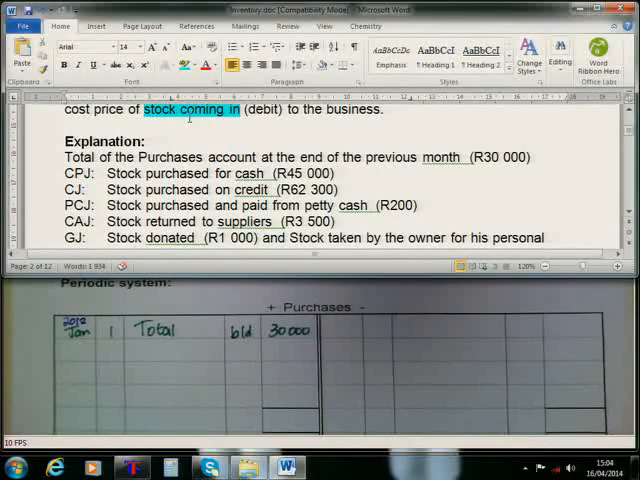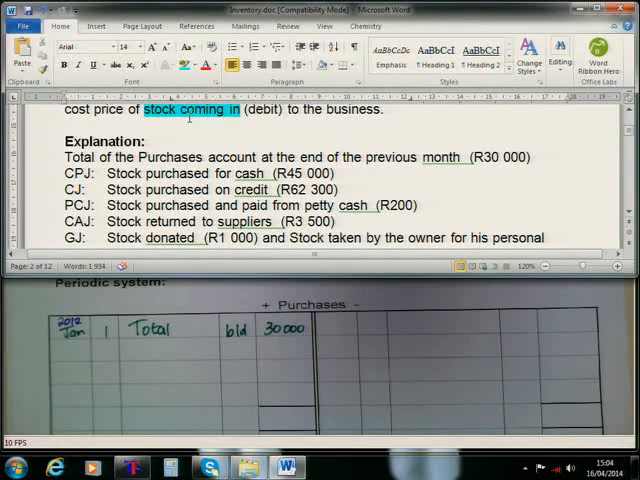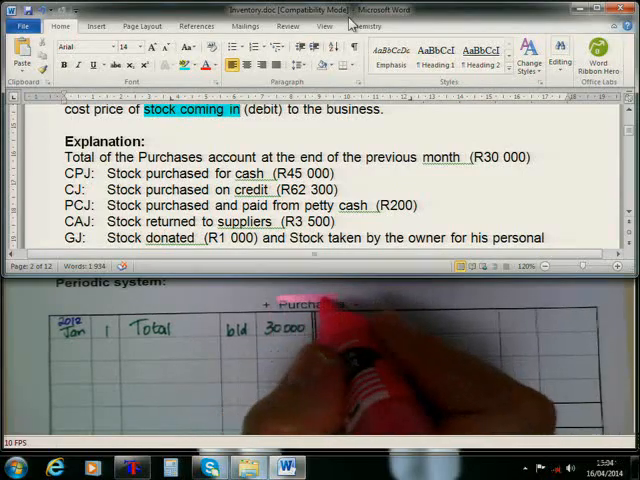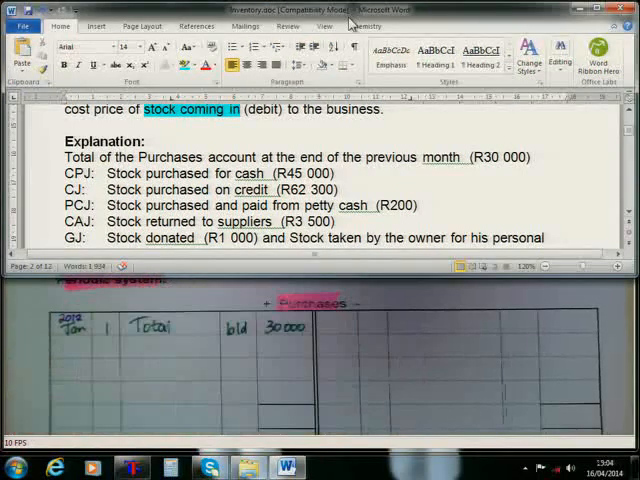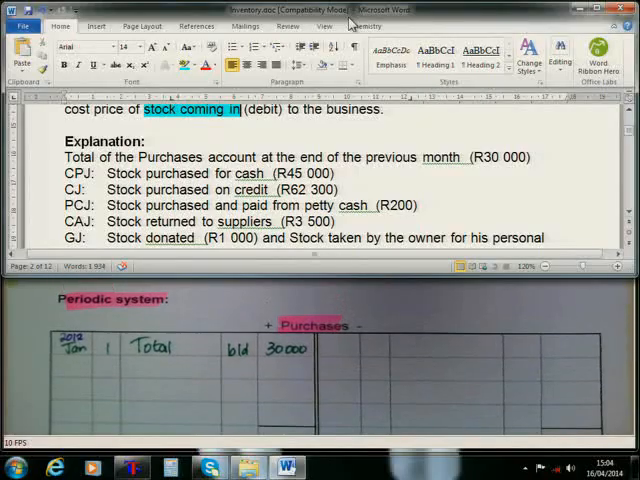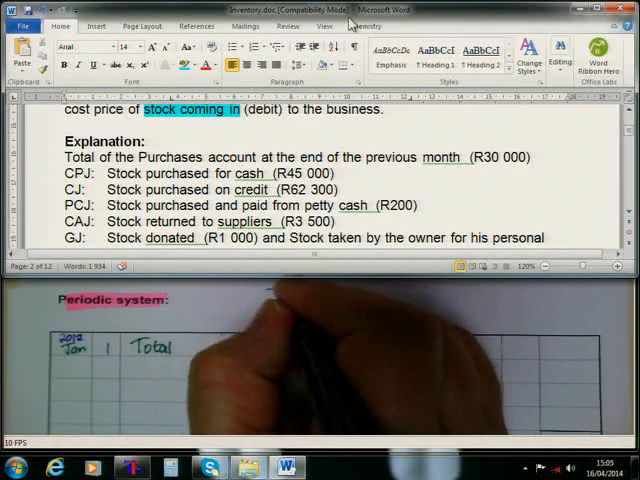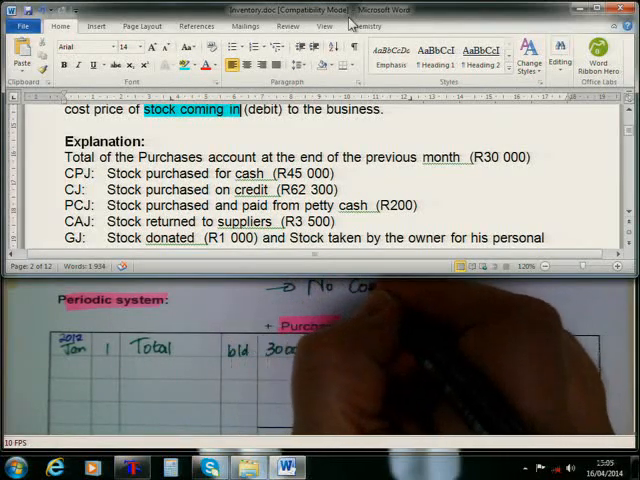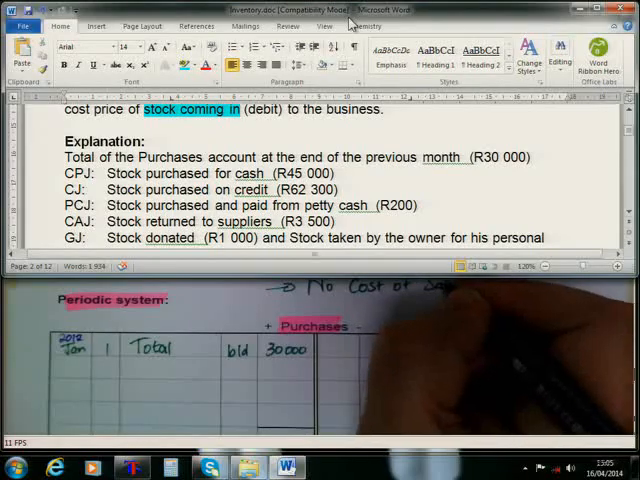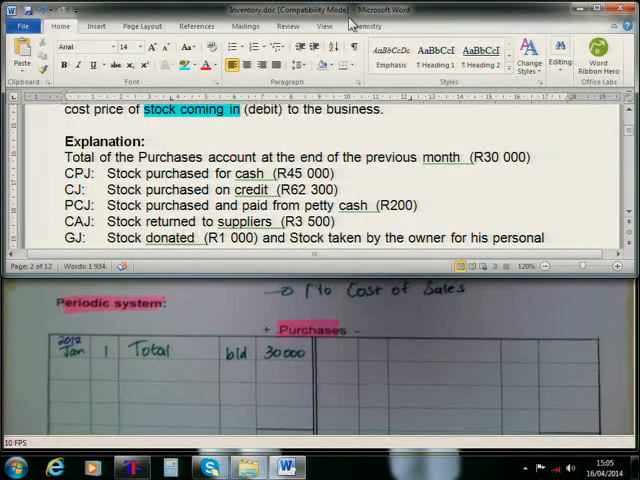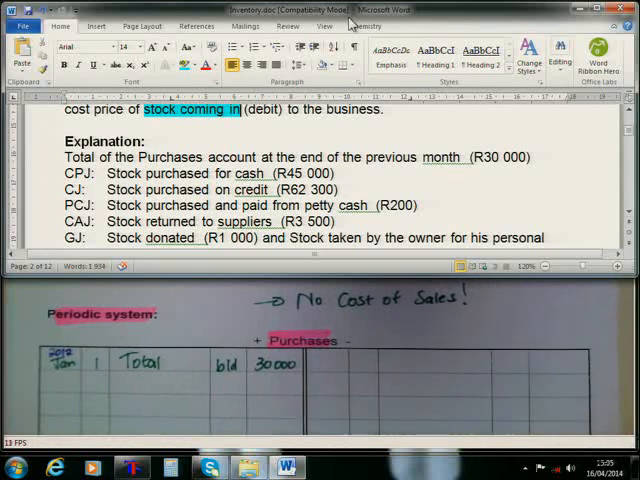And now we bought stock for cash. We are not going to touch the trading stock account at all. We are going to put everything in the purchases account. So the purchases account is in the periodic system, in the place of the trading stock account. So your trading stock, we didn't put this in the trading stock account. And remember, there's no cost of sales. There is a trading stock account, but there's no cost of sales.